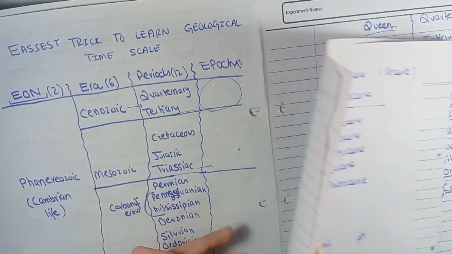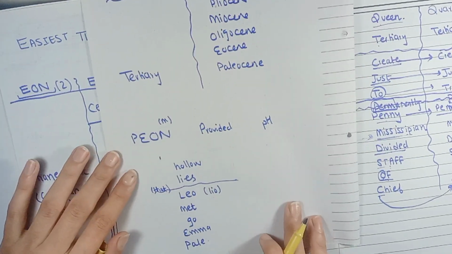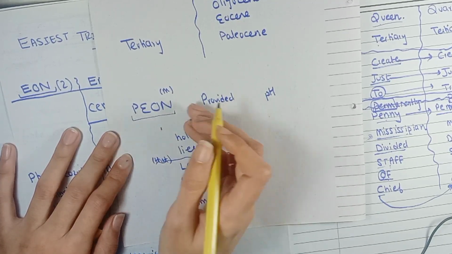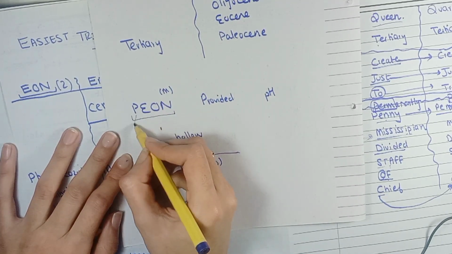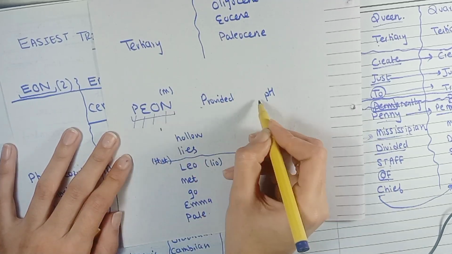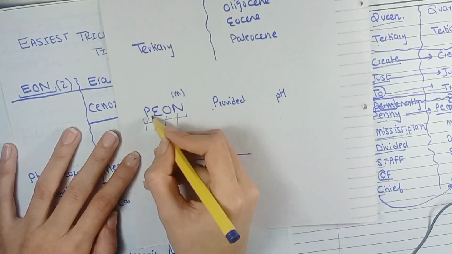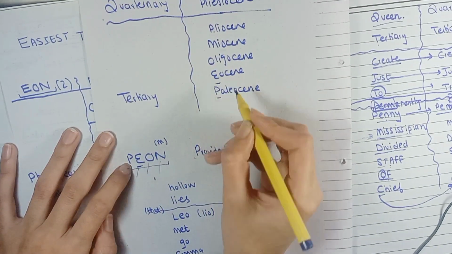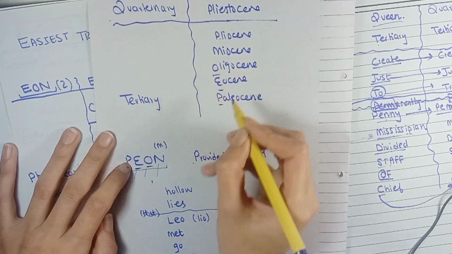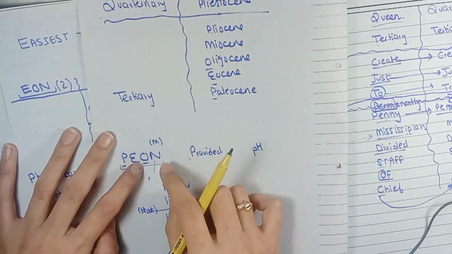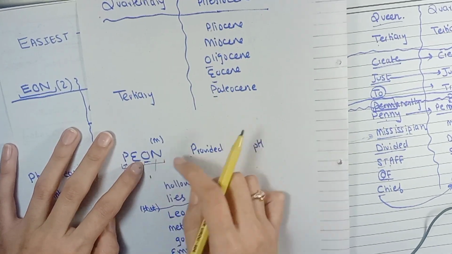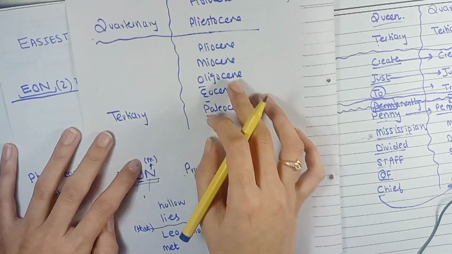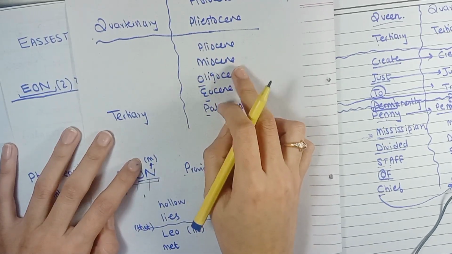So how are we going to learn the epochs? You have to remember this line. You know the PEON, the gatekeeper or the peon. You have to learn this line: PEON provided pH. So P of PEON is for Paleocene, the E of PEON is for Eocene, the O of PEON is for Oligocene, and instead of M we are writing N. So N here means M, M is for Miocene.